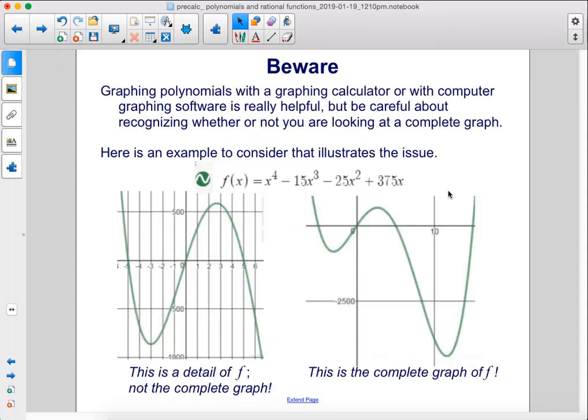Beware! Graphing polynomials with a graphing calculator or with computer graphing software is really helpful, but be careful about recognizing whether or not you are looking at a complete graph. Here's an example to consider that illustrates the issue. This graph right here is a detail of f, not the complete graph. This is the complete graph of f because, as you can see, we've just zoomed in on this portion, but there's another very important feature which is down here, missing from this graph.